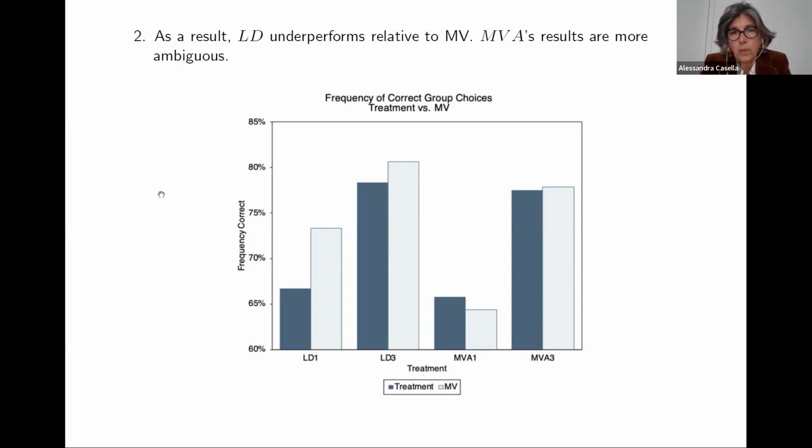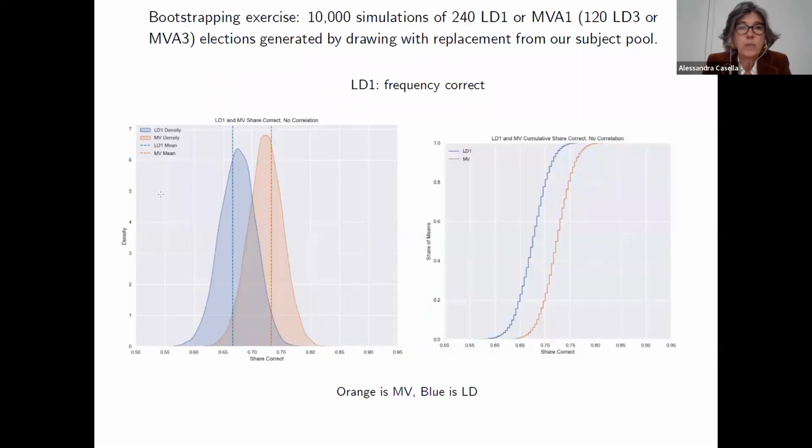So we need to find the right way to control for all these effects. And one thing we did for now, it's a bootstrapping exercise where we recreated 240 elections with the small groups, which is the number we have. So the number we have in our data, 420 for the large groups.